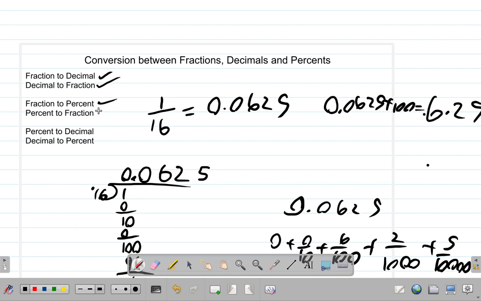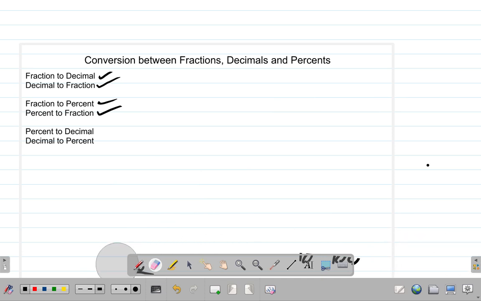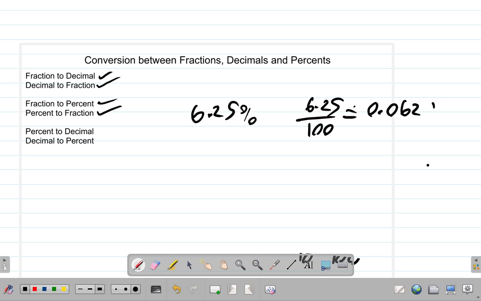And we want to convert now from percent to fraction. So if we convert 6.25%, you get 6.25% and you want to convert it to a fraction, right? First, you convert it to decimal. If you go back to decimal, you have to divide by 100, so 6.25% is the same as 0.0625. Alright, good. And then you say 0.0625 over 1.